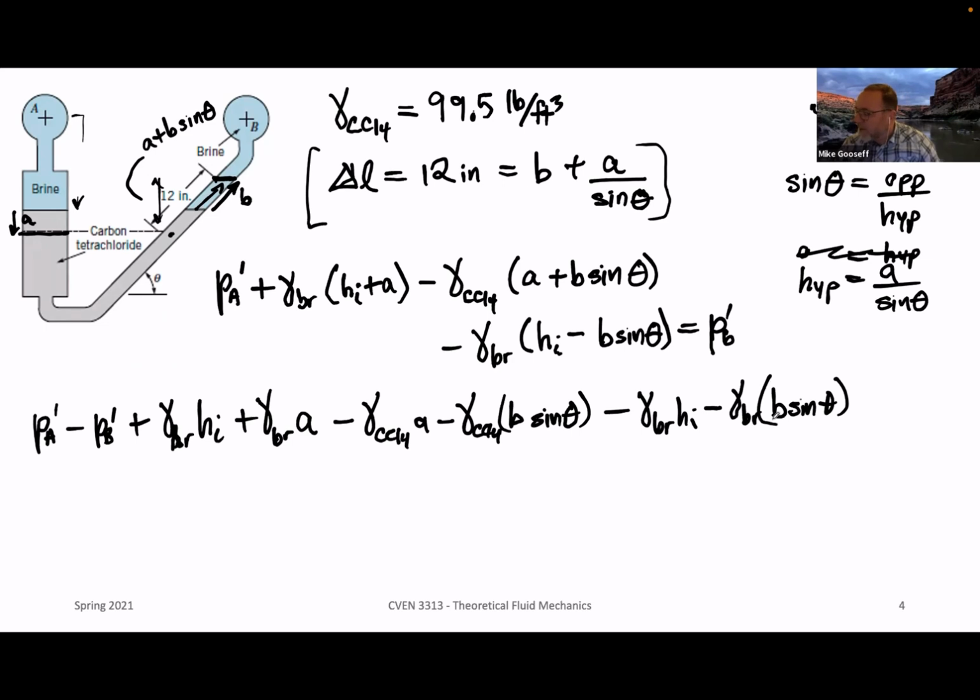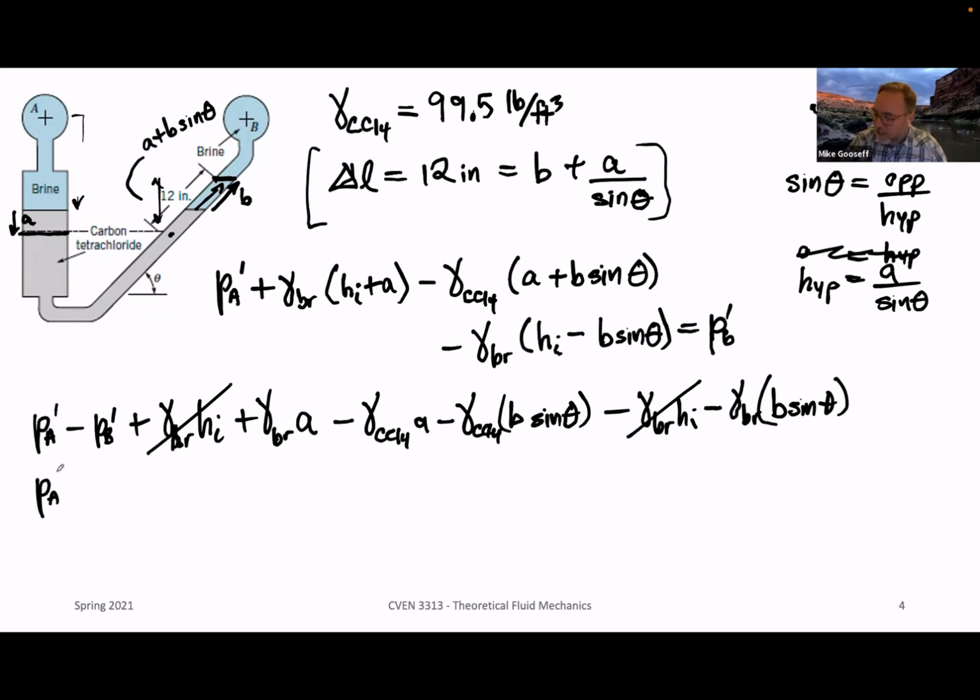Okay? Now, what you'll see is that we can cancel a couple of these things. Here's a negative gamma BR H sub I and a positive gamma BR H sub I. Okay, so those will cancel, which is helpful. And then the other thing you may note is that we have a gamma BR A and a gamma CCl4 A, a gamma CCl4 times B sine theta, and a gamma BR B sine theta. So what we could do is then group this and simplify again.